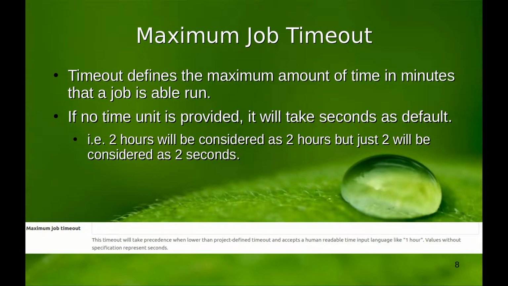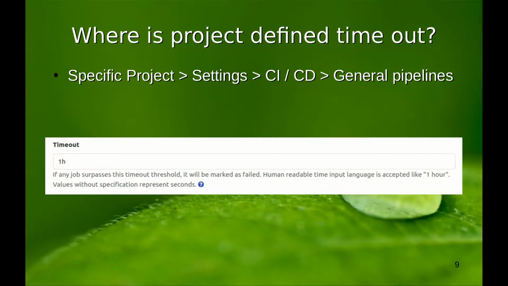So I will show you the project specific timeout and the runner specific timeout. Where is the project defined timeout? You will get it in a specific project's Settings, CI/CD, General Pipelines. You can see a screenshot of that particular setting over here. I will show you practically.